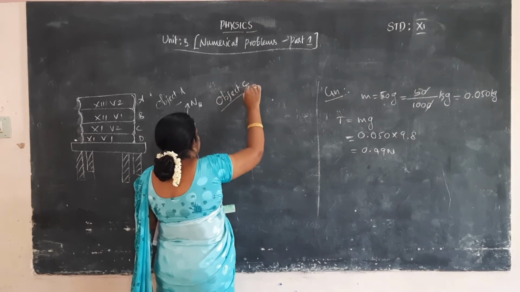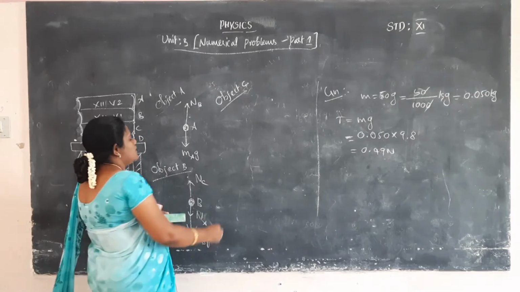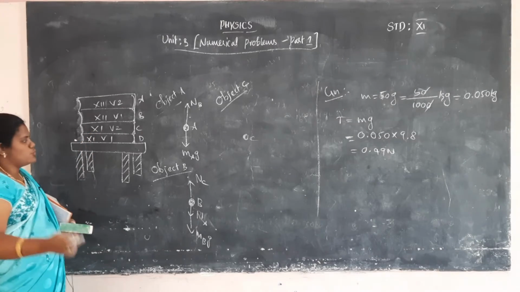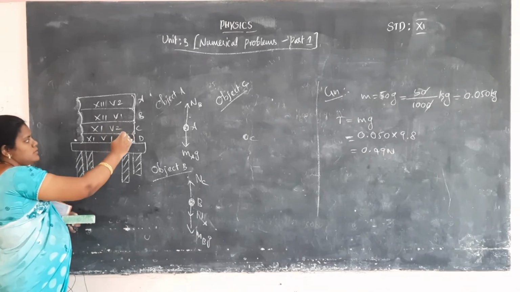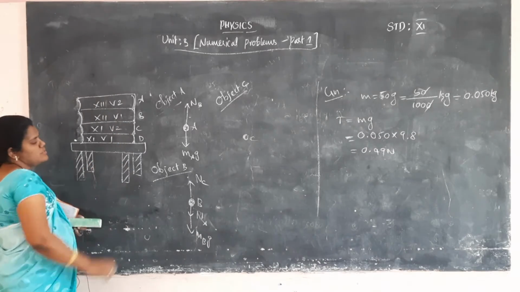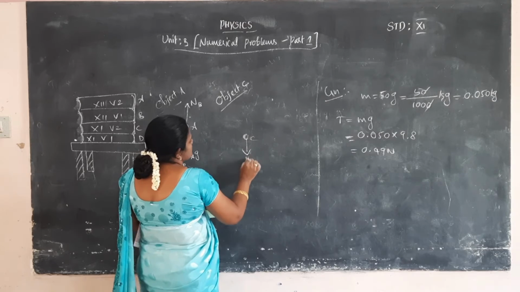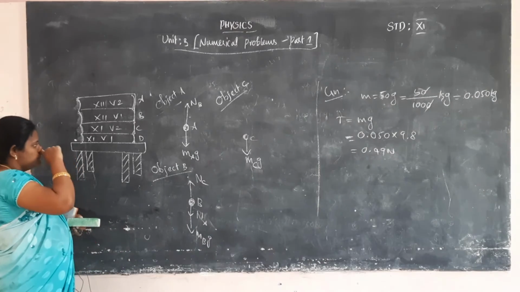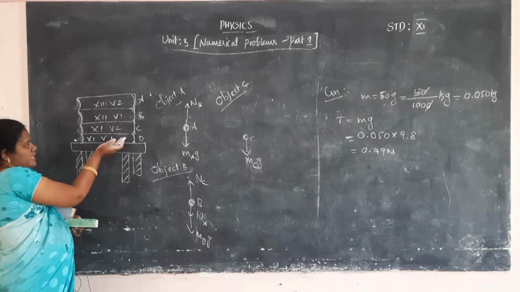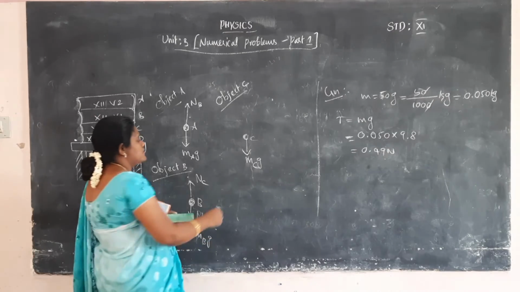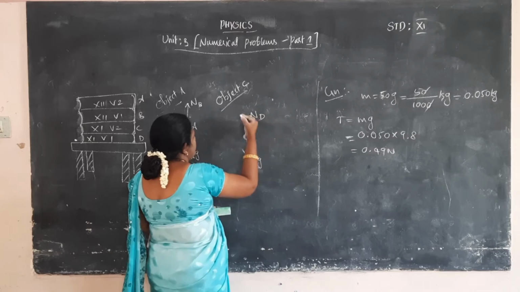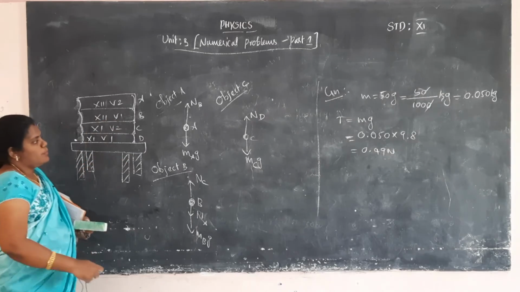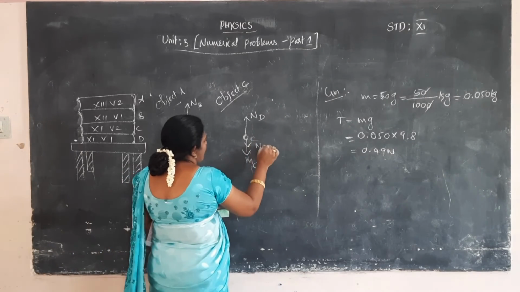We consider as object C. Object C is the 11th standard volume 2. What forces will be acting? C will be giving the downward gravitational force, that is mass of C into g, the acceleration due to gravity. Then D will be giving the upward normal force, N into D. Other than that, B will be giving the downward normal force, that is NB.